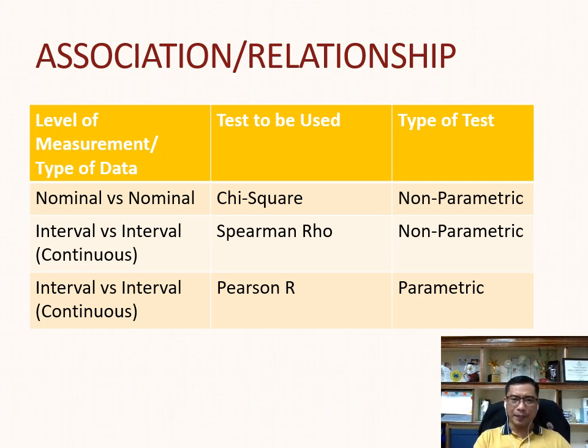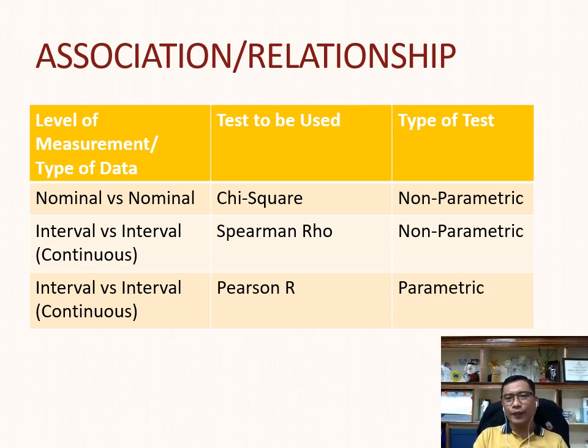Chi-square is a non-parametric test. There is no equivalent parametric test for it. If it's interval versus interval, or continuous data versus continuous data, for example, would the ratings of teachers be related to the performance of their students?